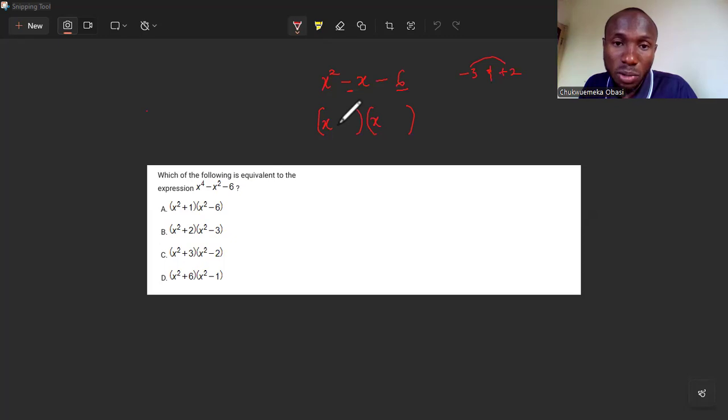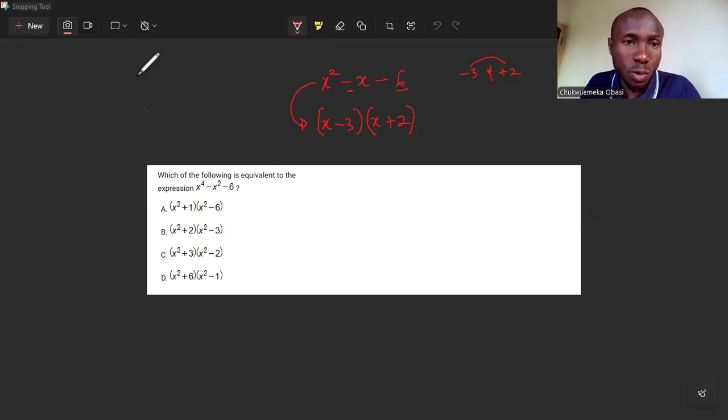So I can decide to put in the numbers right here like this. It doesn't really matter if you start with positive 2 in the first parenthesis and negative 3 in the next parenthesis. It doesn't matter. Multiplication is commutative. So this is what we've got in factoring this. So let me just show you the quick way of solving this problem.